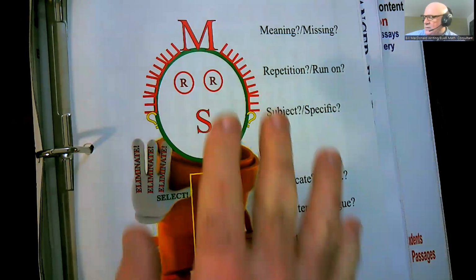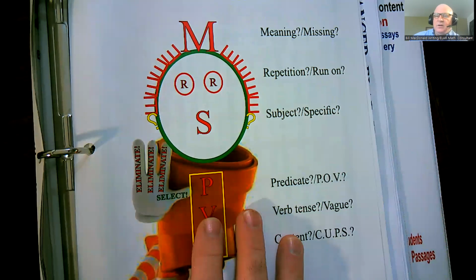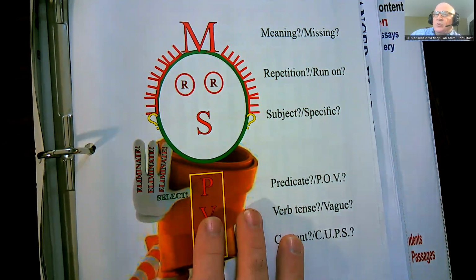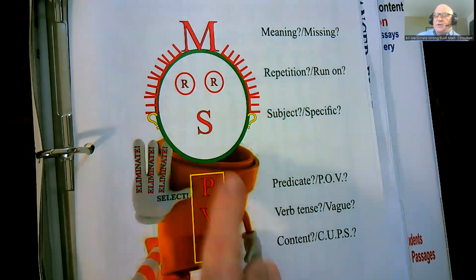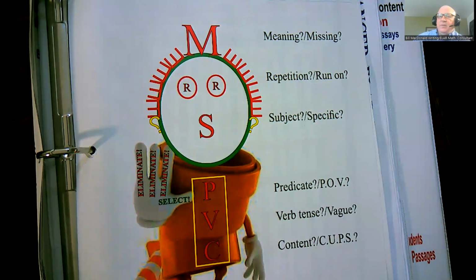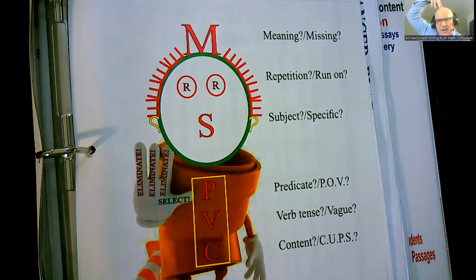But the reason that most of the kids get the answers wrong is because the distractors are so strong. I'll say it again. The reason kids get answers wrong is because the distractors are so strong and we don't eliminate them. So the M, meaning, missing. If it changes the meaning or something is missing, then you'll eliminate. Look at the eyeballs.